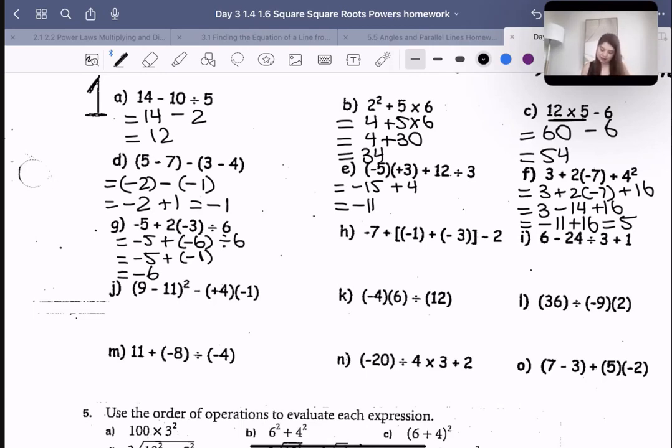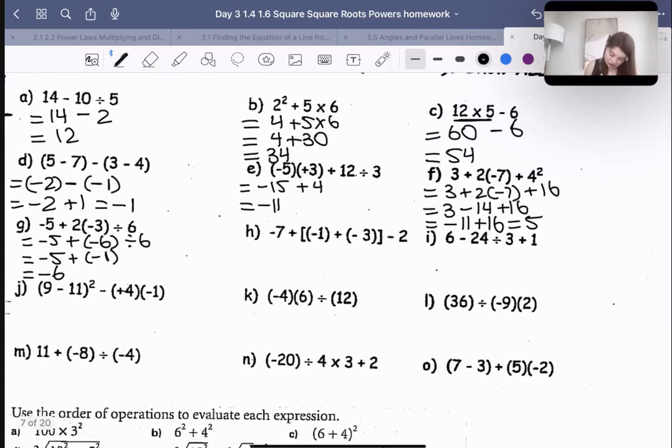All right, let's move on to H. Negative 7 plus what's in the brackets minus 2. So in this case, do we have any brackets? Yes, we do. We have an operation in these square brackets that we need to solve before doing anything else. So this would be negative 7 plus, and then what's in the brackets? Well, it says in the brackets negative 1 plus negative 3. That's the same as negative 1 minus 3, and then minus 2 out here.